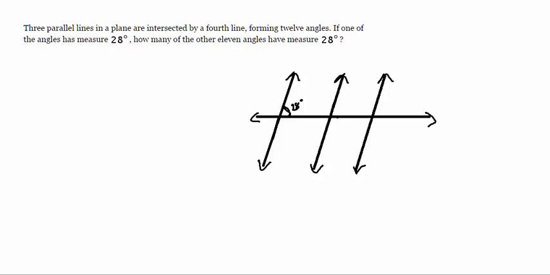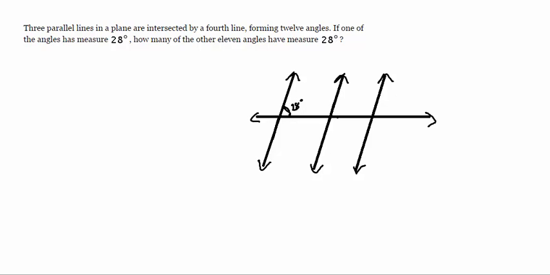So the first thing I went ahead and did is draw up the problem. My lines, I apologize, are not perfectly parallel, but just pretend that these 3 lines here are in fact parallel. And the other thing I did was I drew a fourth line intersecting it, which is also called a transversal, and then I gave one of the angles a measure of 28 degrees.